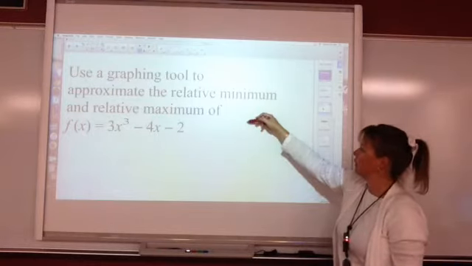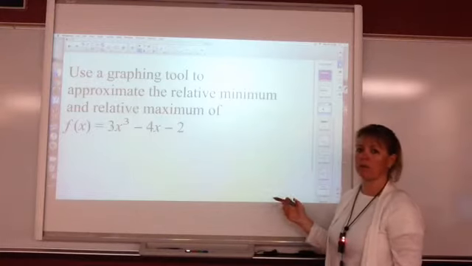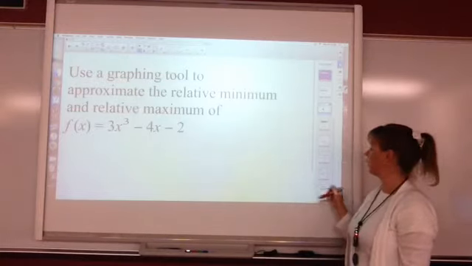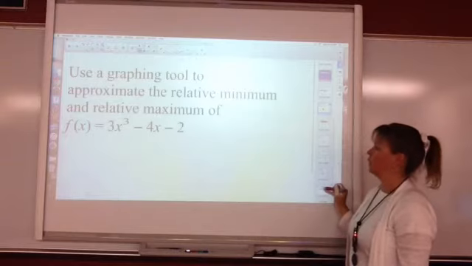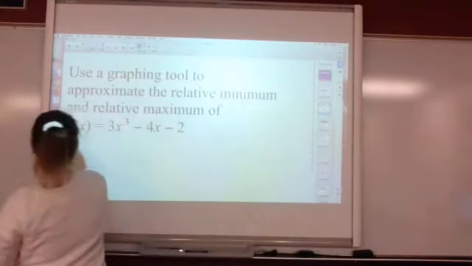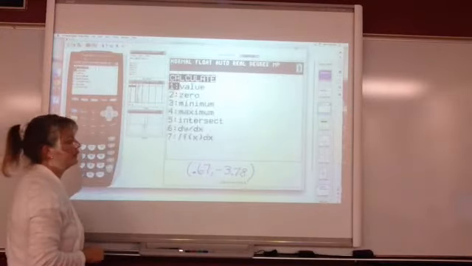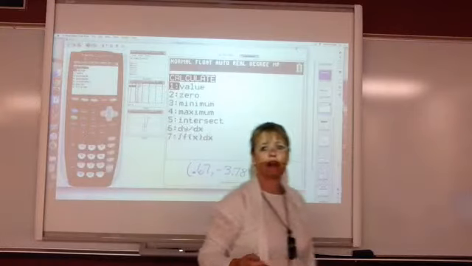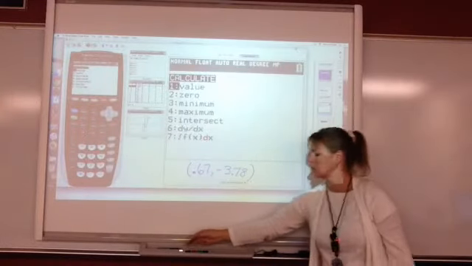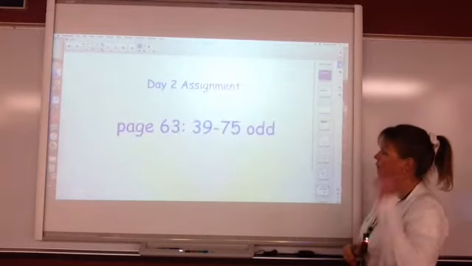You should write on your notes, how did you calculate the relative min and maximum? Because what if you forget when you're trying to do your homework or you're trying to do your quiz? Write down the steps that you used when you calculated the relative minimum and the relative maximum. Where was that on your calculator? Because if you ask me during a test or a quiz, I'll say, well, how'd you do it in your notes? How'd you do it in your homework? You should practice it enough that you know how to do it.